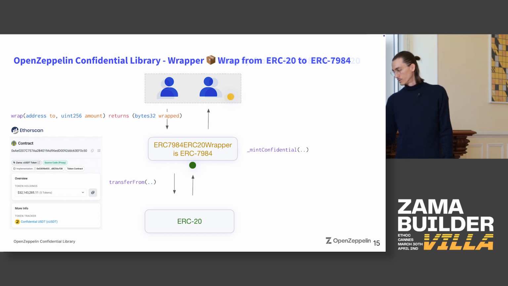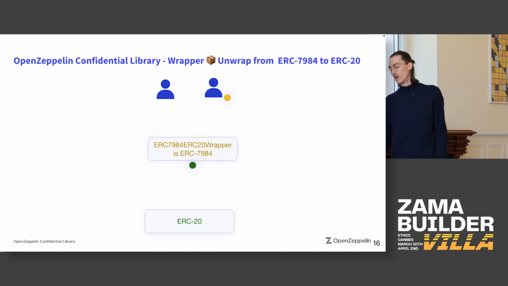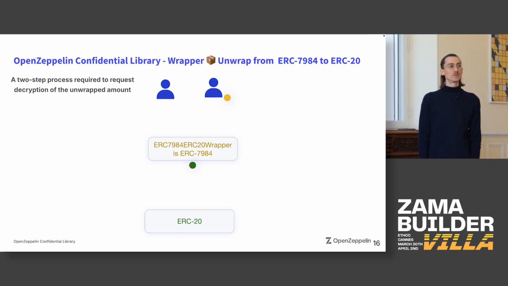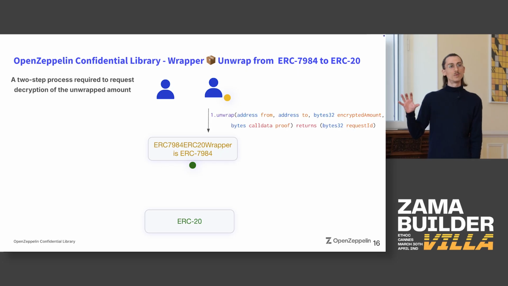So this is how we could wrap some tokens. Let's see how you could unwrap some tokens, so going from confidential tokens to non-confidential tokens. For this flow, it is a two-step process because at some point you need to decrypt an amount, and you can only decrypt off-chain. This is why it's a two-step process.